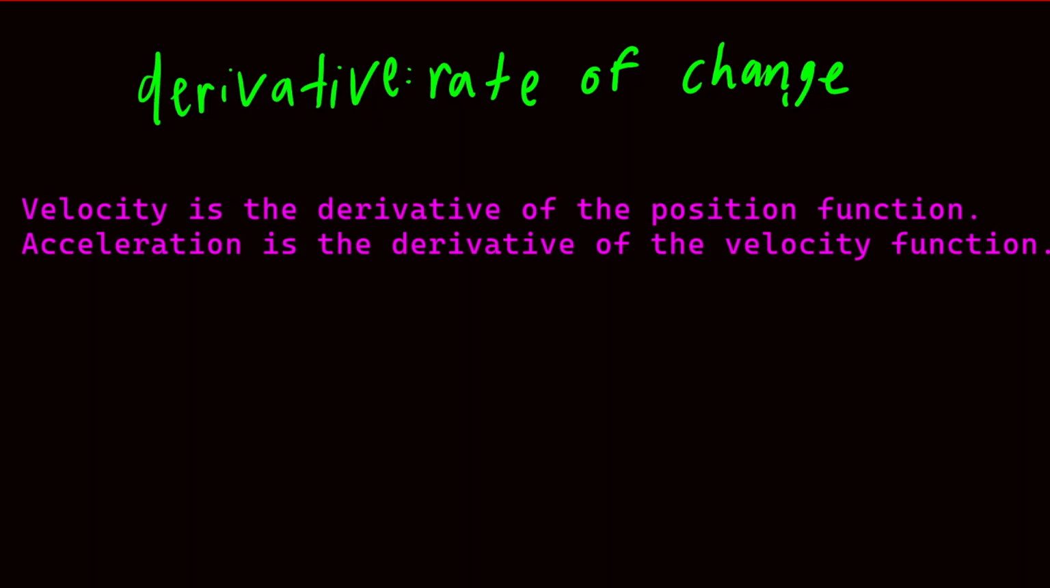Now, acceleration is the derivative of the velocity function. So acceleration is measuring how fast the velocity is changing over time. These two you really, really, really want to remember, so, like, tattoo it across your forehead. Remember these. So, let's start with our first question.